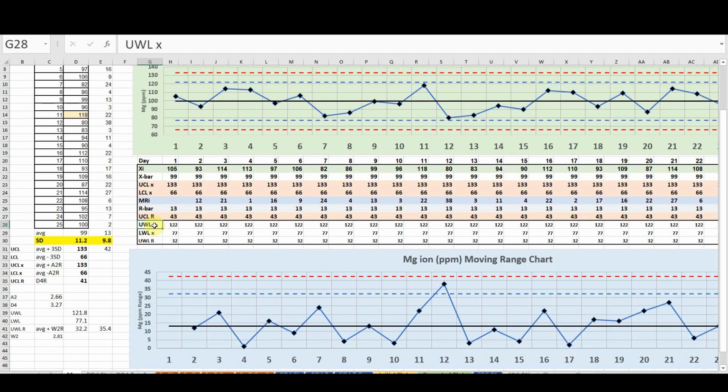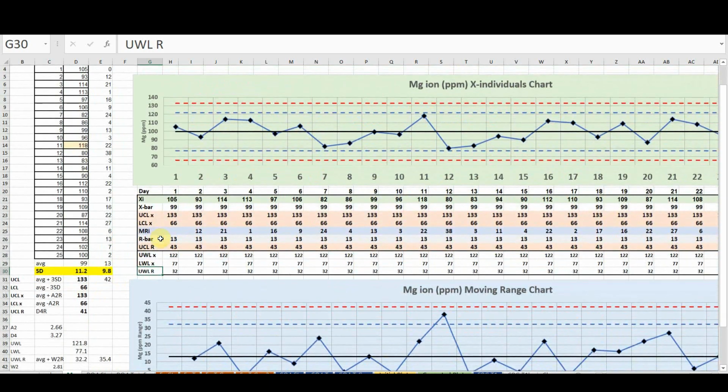The upper warning limit will be X bar plus 2 standard deviations of the mean. The lower warning limit will be X bar minus 2 standard deviations of the mean. And the upper warning limit on the range will be R bar plus 2 standard deviations of the range. So that's what it looks like.